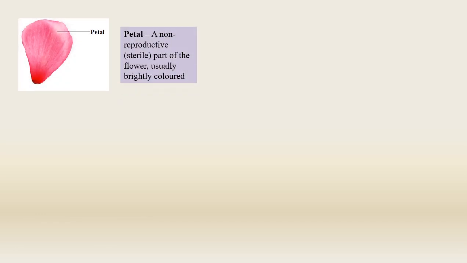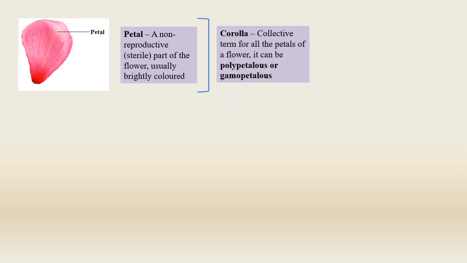Let's see some other parts of the flower. Petal, a non-reproductive sterile part of the flower, usually brightly colored. Corolla, collective term for all the petals of a flower. It can be polypetalous or gamopetalous.